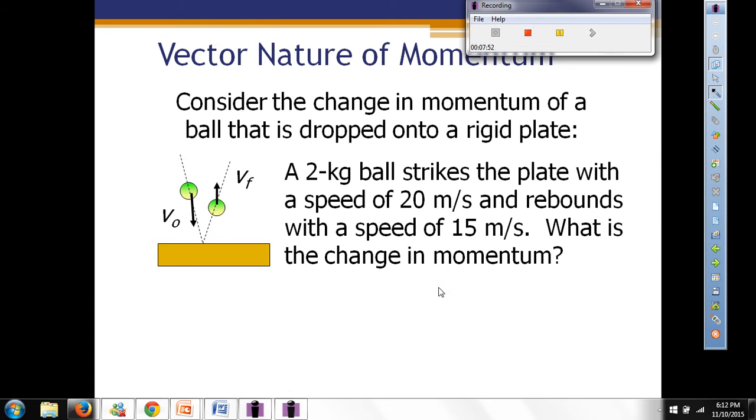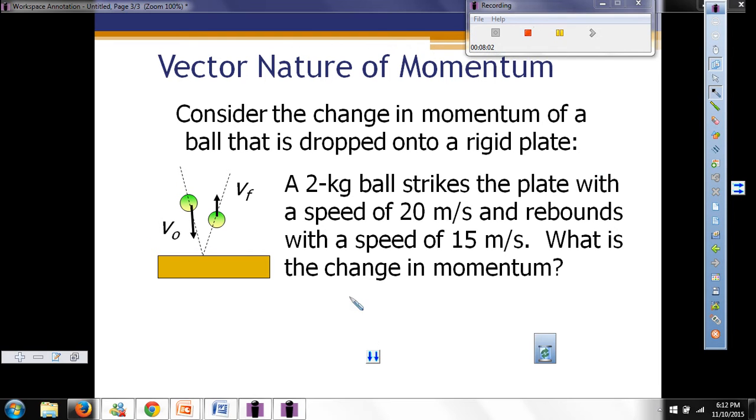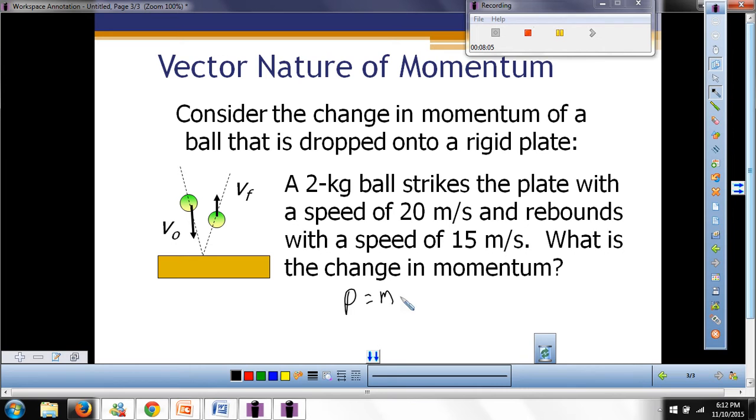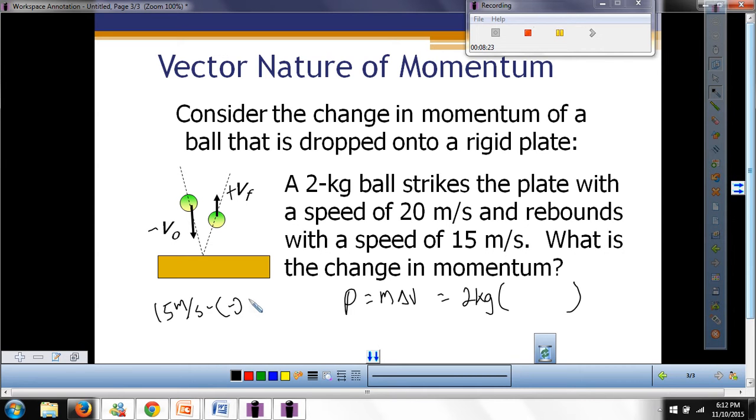All right, so if we look at this, it says that we have a ball that's 2 kilograms, strikes the plate with a speed of 20 meters per second and goes back up with a speed of 15 meters per second. If I wanted to work this problem, I would say that P is equal to m delta v. M is 2 kilograms. Your delta v is going to be your vf, which I'm going to make positive, minus your vi, which is negative. So 15 meters per second minus a negative 20 means that the change in velocity was 35 meters per second.